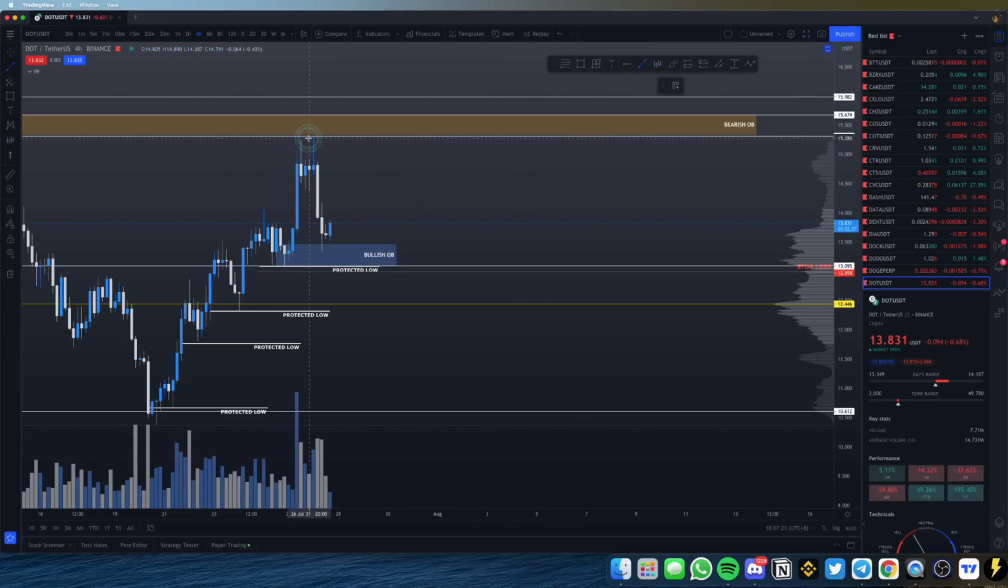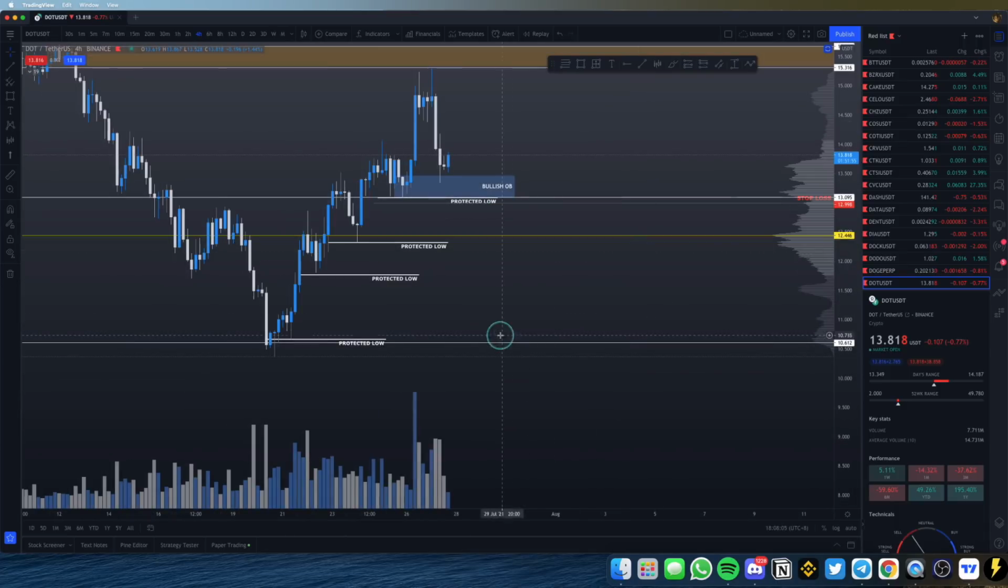And usually the breakdown target of a head and shoulders is the distance from the neck to the head. So that will be right about here, at $11 ish. This is the measured move of the breakdown if it does break below $13, or $13.1. So basically what this means is that if price were to break below $13, I will give you one of the best entries that you could possibly get for Polkadot.